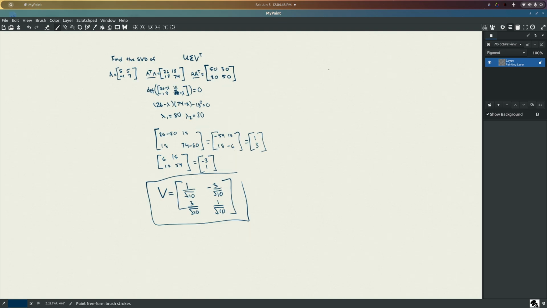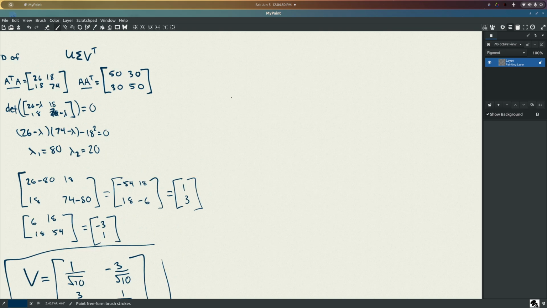Next we're going to solve for U. There are two ways we can solve for U, and we'll go over both of them. I'll say the normal way, and there's a shortcut, but sometimes it's not the shortest way, so we'll call it the shortcut. The normal way is solving for the eigenvectors of AAT. Remember that our eigenvalues are the same.